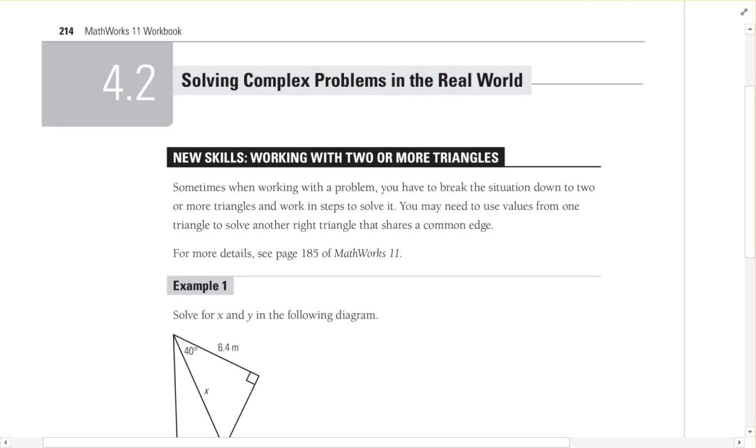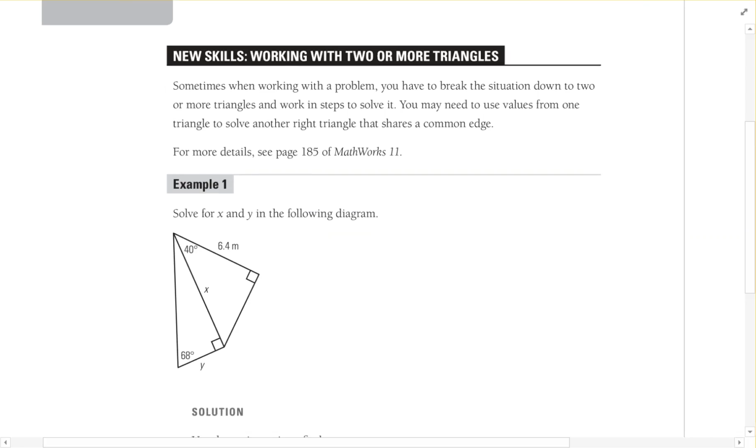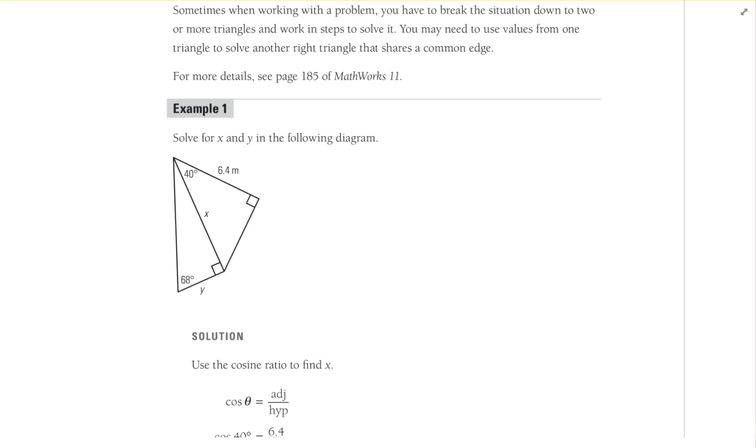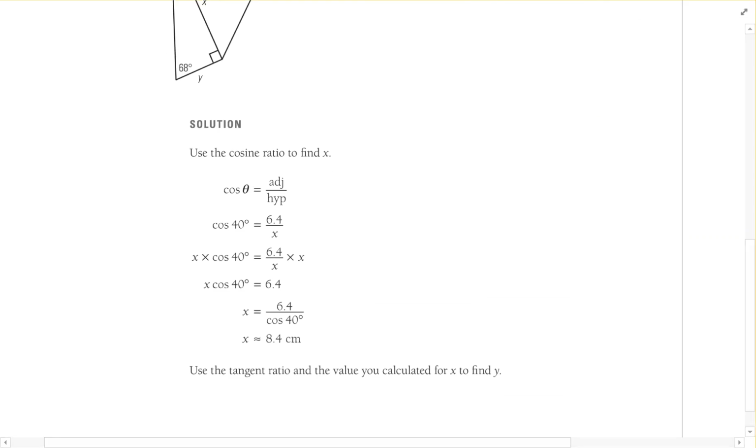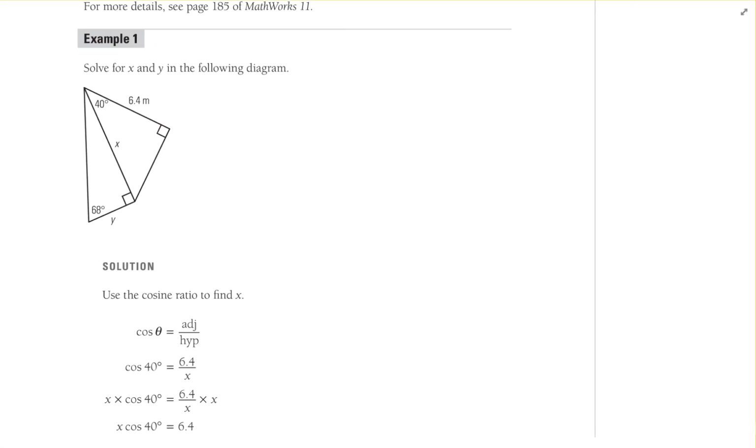Okay, welcome to 4.2. We're going to be doing pretty much the same thing this time, but it's just going to be tougher questions now. So let's jump right into it. You guys can look at these ones if you want. It kind of goes through how they do it. Just for the sake of time, I'm going to jump into the next one here.